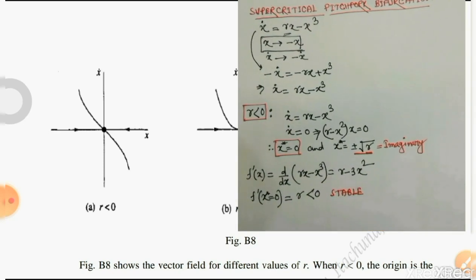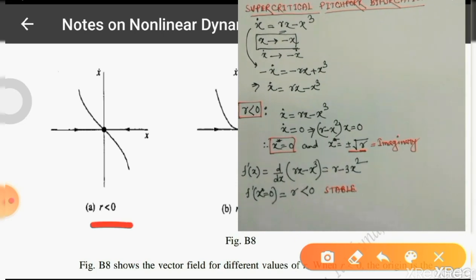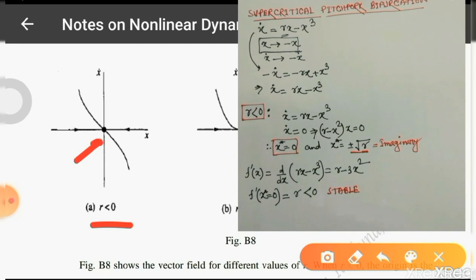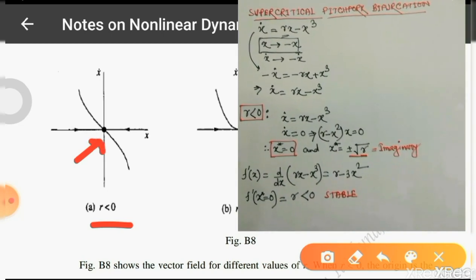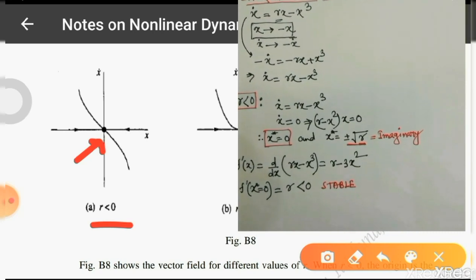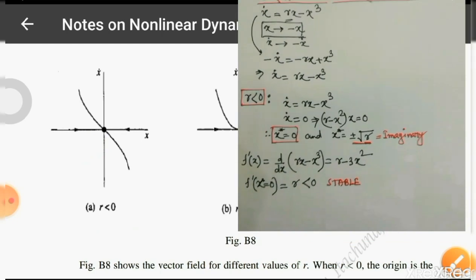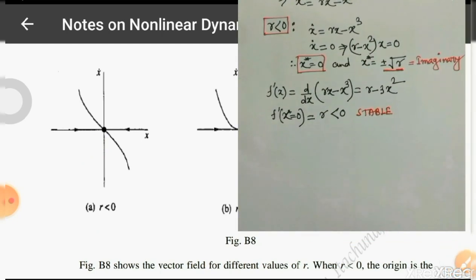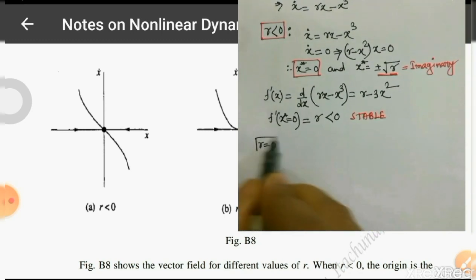Okay, here you can check in figure A, when r is less than 0, there is only one fixed point, which is a stable fixed point, as shown by a solid black circle. Okay. Next is the condition when r equals 0.